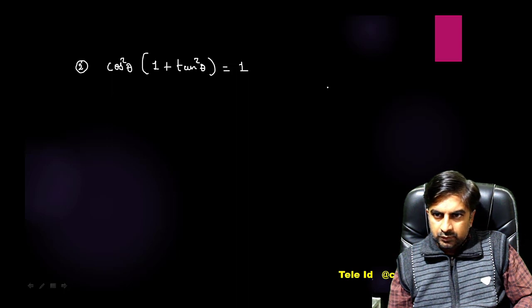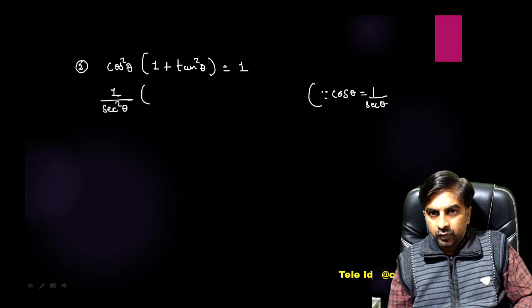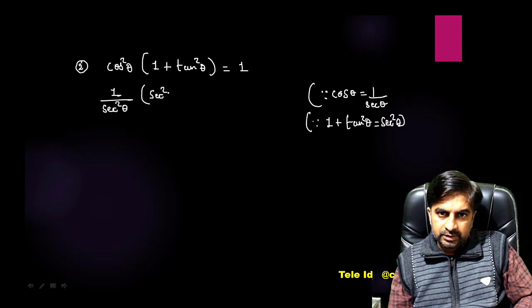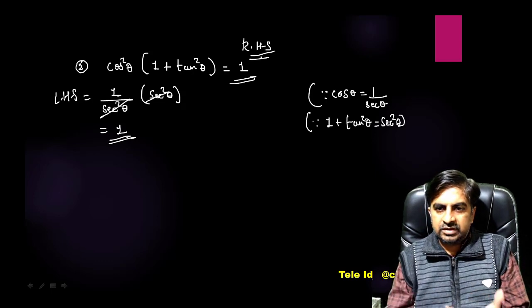How? Let me write down, cos theta is equals to 1 by sec theta. So can I write this cos square as 1 by sec square theta? Okay, and 1 plus tan square theta, since 1 plus tan square theta is equals to sec square theta. So can I write here also sec square theta? Yes. So this is our LHS part, and this sec square will get cancelled, and that is our RHS. You can see easily we had completed. So these are few simple questions, one step only we are going to do.